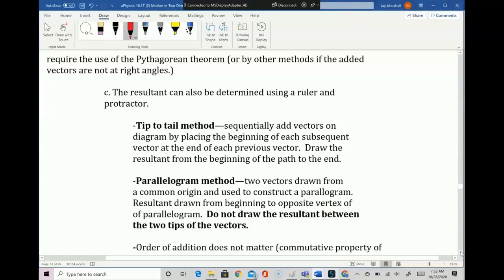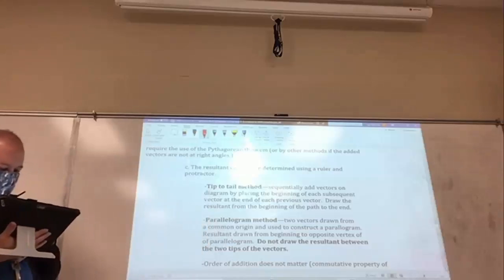One other thing that you should be aware of, and we talked about this when we talked about trig functions, the resultant could also be determined using a ruler and a protractor if we drew these things to scale. And I want you to be aware that there are two different ways that we can draw our vector diagrams. We're going to use the tip-to-tail method because the parallelogram method's a lot more prone to mistakes.